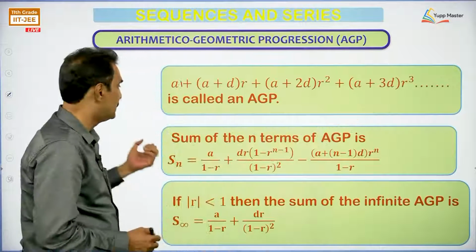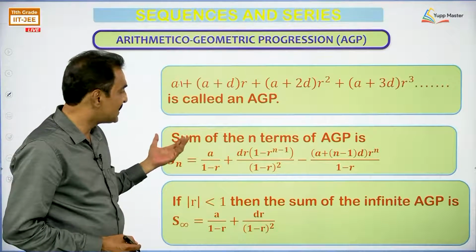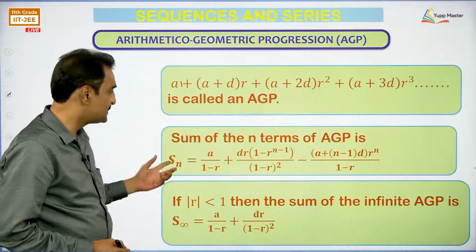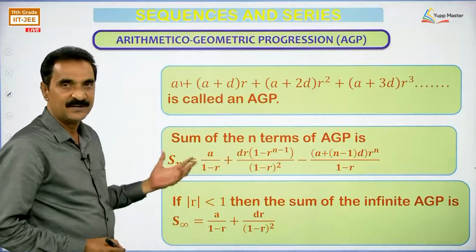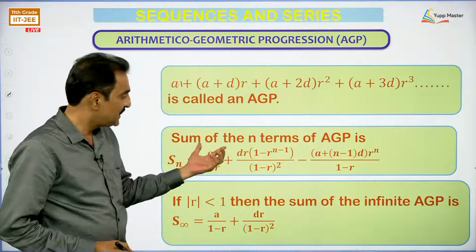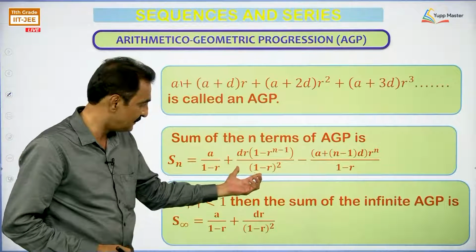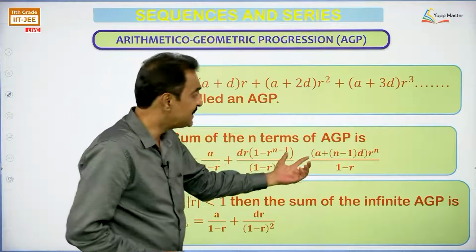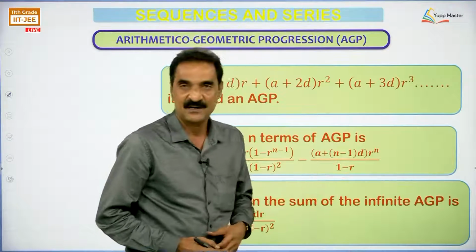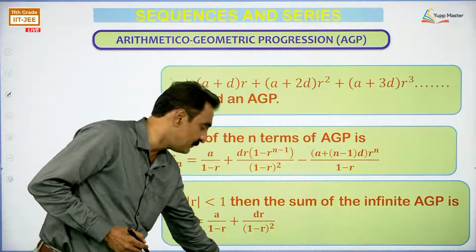Alright. Now, what is the formula for sum of the n terms of this AGP? The formula is very long, complicated to remember. Sn is equal to A by 1 minus R plus dr into 1 minus R power n minus 1 by 1 minus R whole square minus A plus n minus 1 into D into R power n by 1 minus R. Let us have a quick look at the proof of this formula.